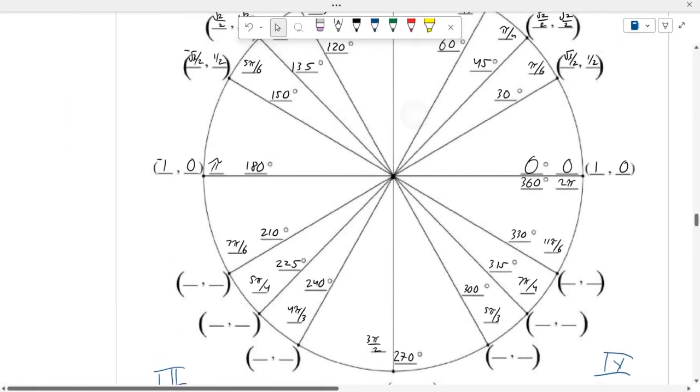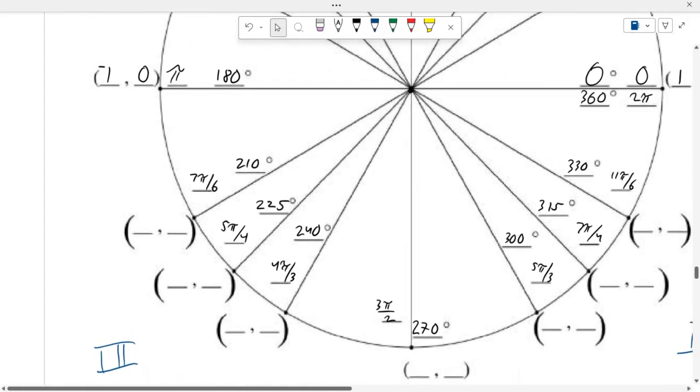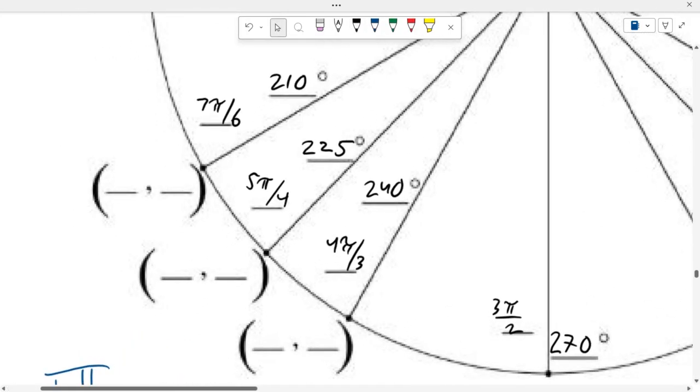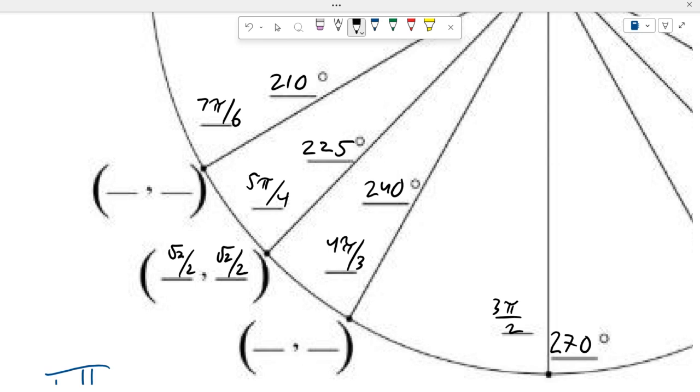Quadrant 3. Quadrant 3 is going to follow the same pattern. In quadrant 3, the middle numbers, that's where your root 2 over 2's go. It's the angle in degrees that ends in a 5, and in radians the denominator's a 4. When you see that, you know that's where your root 2 over 2 comma root 2 over 2 goes. But now we're in quadrant 3, and in quadrant 3, everything is negative. So it's negative root 2 over 2 comma negative root 2 over 2.